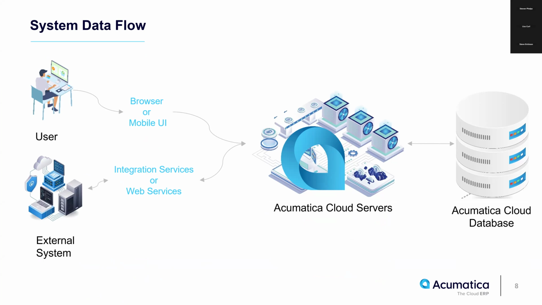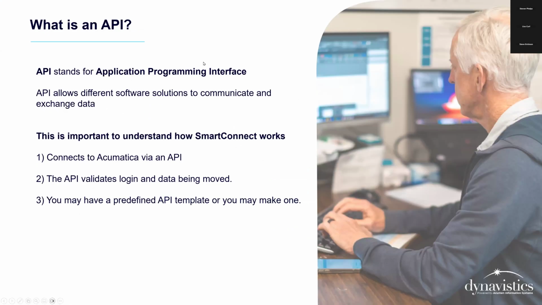Now, Acumatica supports a couple different APIs. It uses a different API for its own web browsers than it does for integration services, but you are going to come in through an API. And what is an API? API stands for Application Program Interface. An API allows different pieces of software to communicate and exchange data.